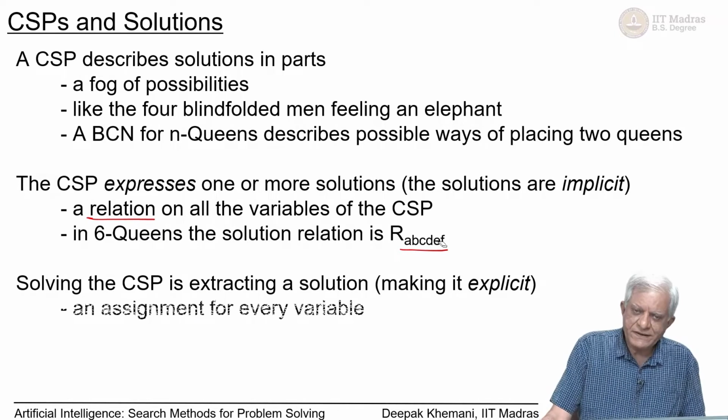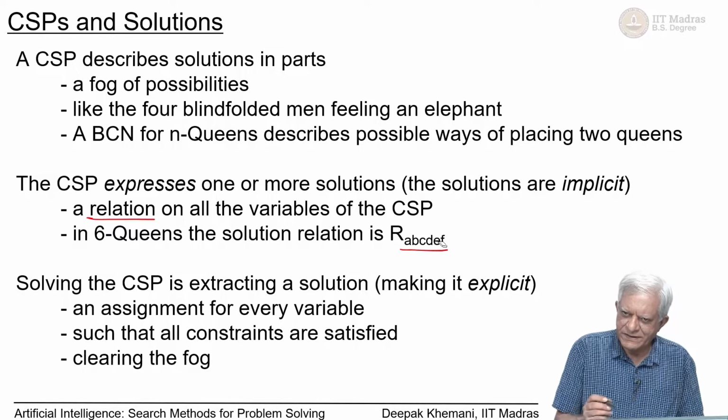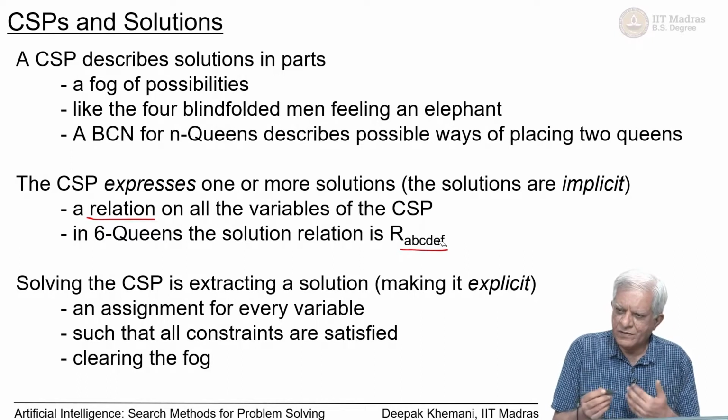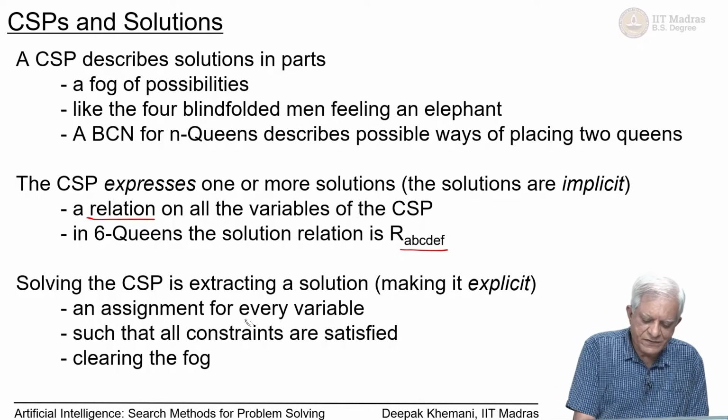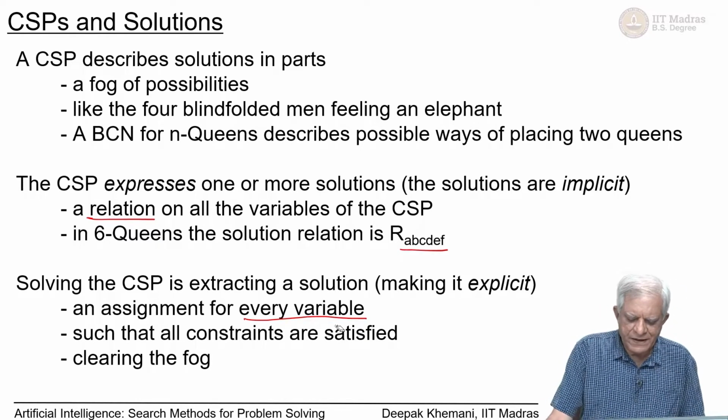Solving the CSP is extracting a solution. That means, whatever was implicit in the CSP description, we want to make it explicit as to what are the 6 positions for the 6 queens essentially. And so, it is an assignment for every variable in the domain. So, there are 6 variables here, and we want values for all 6 of them. So, in some sense we start off with a fog of possibilities, and then when we solve it, we kind of clear the fog as to, okay, this is allowed and this is not allowed essentially.